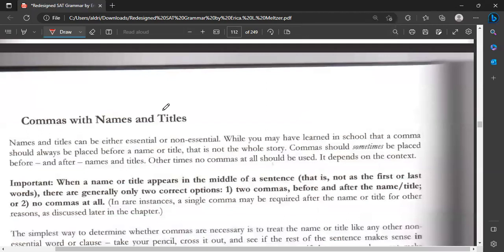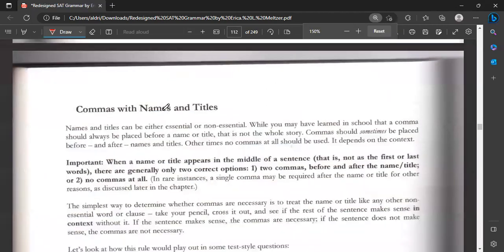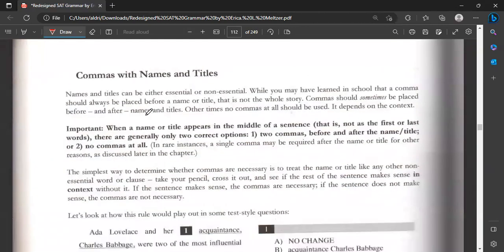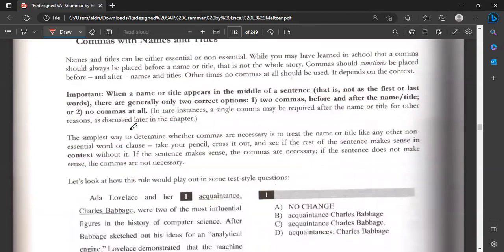Let's look at commas with names and titles. A comma can come before a name, and any title can have commas, before or after. The name can also be in the middle of a sentence. But you just need to know, again, if I cross it out, does it make sense? We're just dealing with one simple rule with non-essential clauses. If I cross it out, will it make sense? In context, will the grammar be okay? If it is, then you're good.